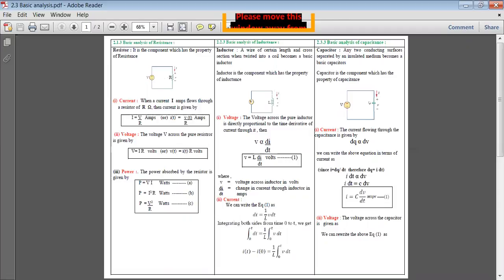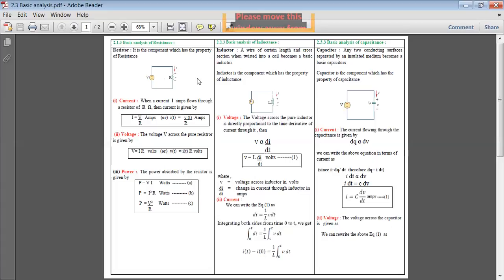We have four formulas related to resistance, from the basic mathematical analysis of a resistance. What is a resistor first of all? It is the component which has the property of resistance. It is nothing but a resistor. You can see it in this diagram.